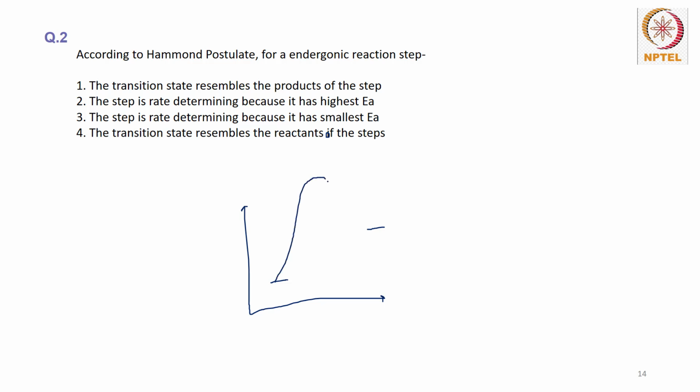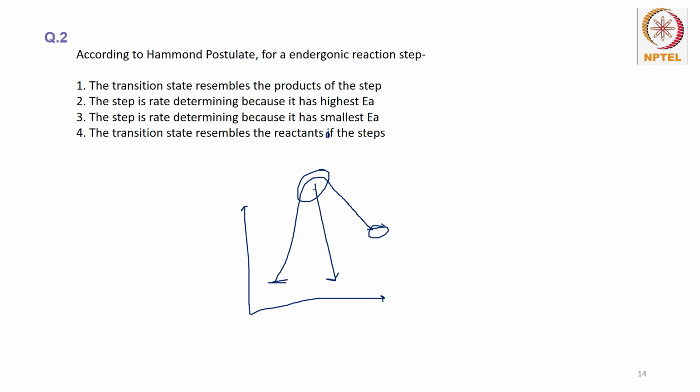Just draw it. Now what they asked, the transition state resembles the product of the step. Yes, of course, as we have discussed, in case of endothermic reaction, this transition state is closer to the product energy. That's why it will resemble the product energy. Let's see the other options also. The step is rate determining because it has high EA. Yes, that is also true because it has high activation energy.